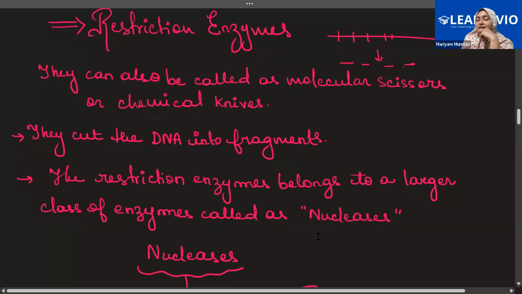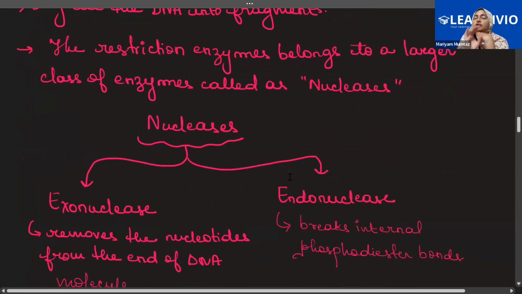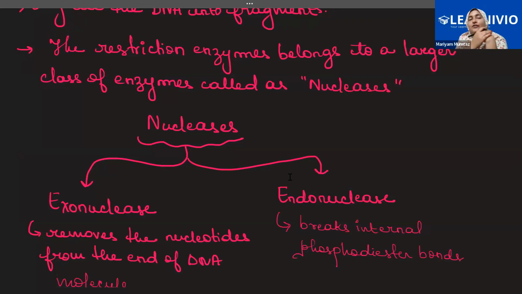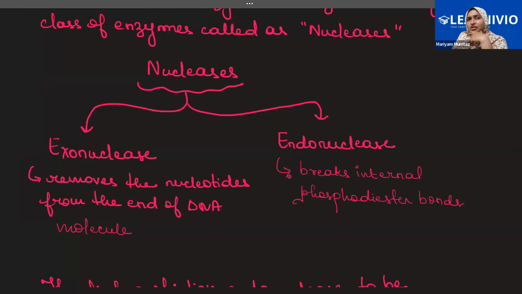Now the restriction enzymes belong to a larger class of enzymes called nucleases. So it belongs to nucleases. Now in general, the nucleases are of two types: exonucleases and endonucleases. By the name only, you people can make out exo means out, endo means inside. As I told you, the function of nuclease or restriction enzyme in general is to cut. It makes cuts. So if it is an exonuclease, exo means towards the outer side normally.